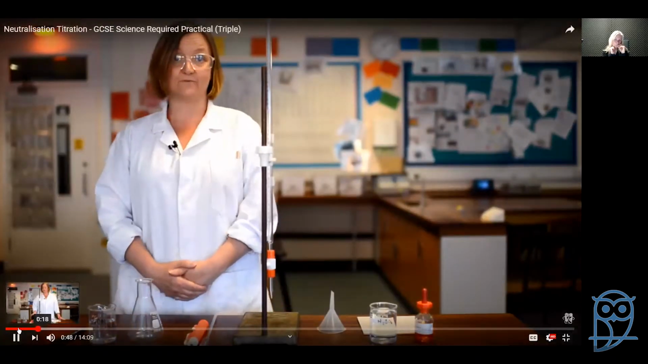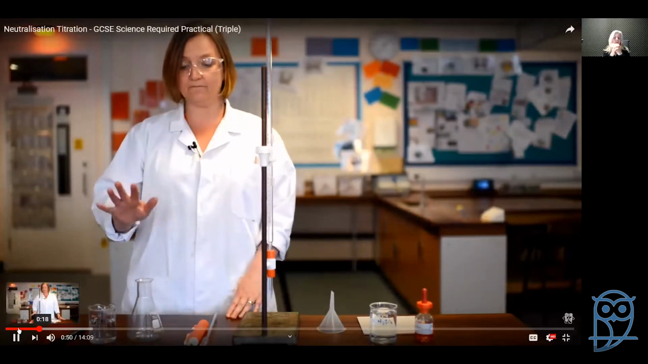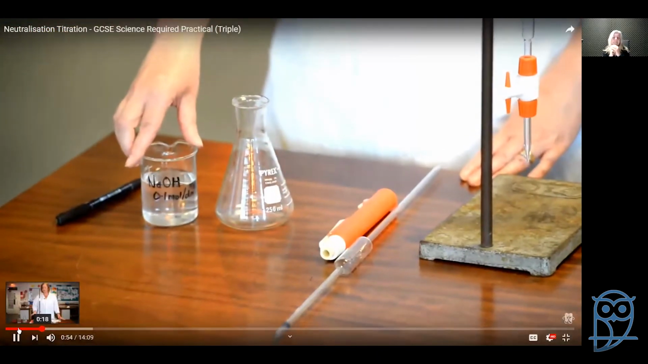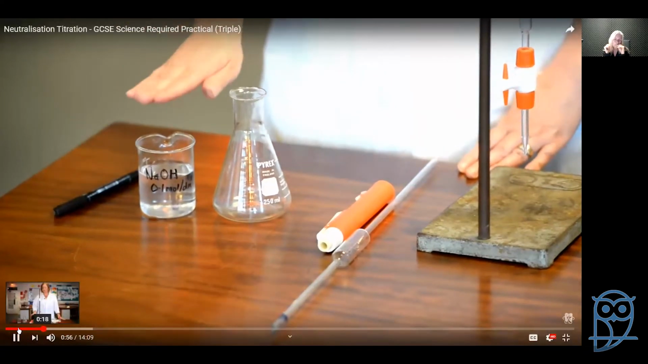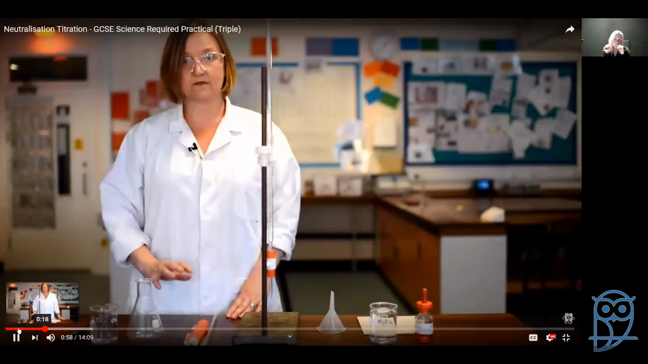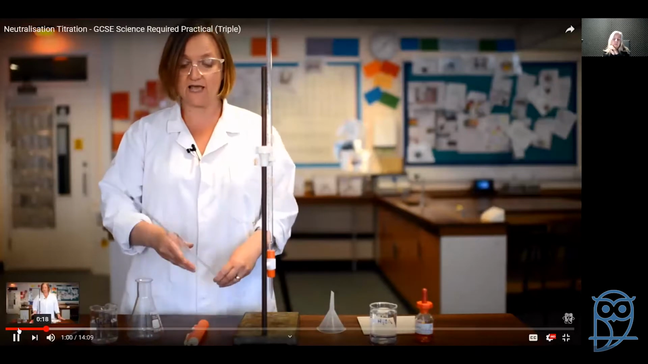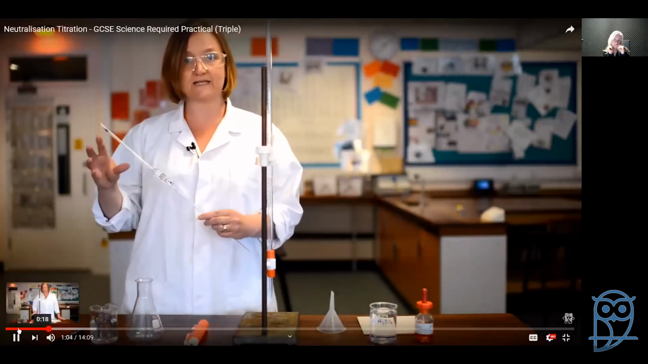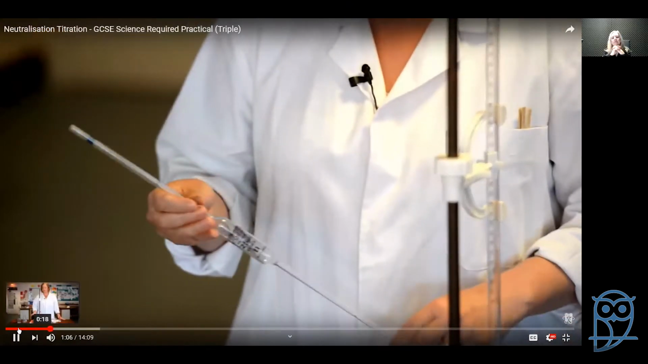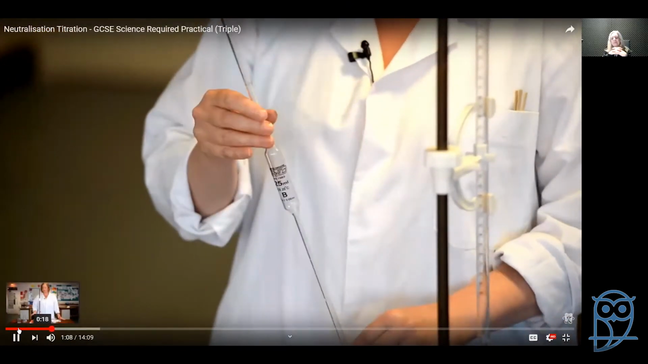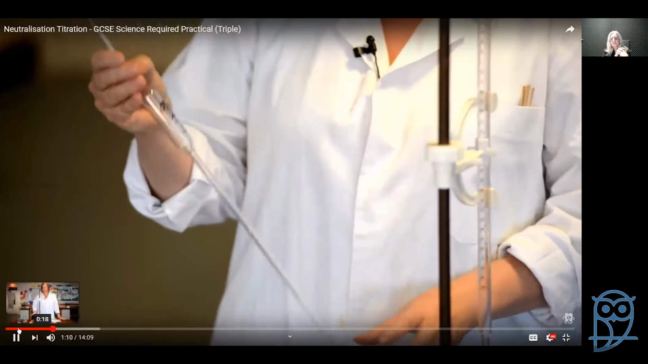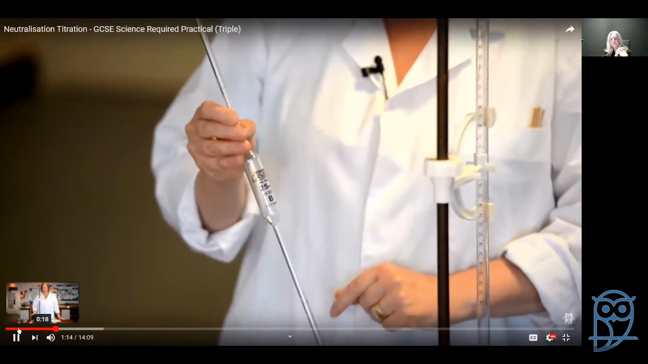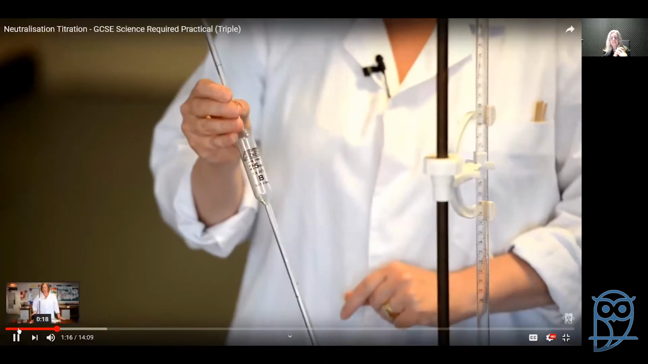So the first thing we're going to do is measure out an exact volume of our sodium hydroxide solution. Now, when we want to measure out an exact volume, the correct piece of equipment to use is a pipette. And this is a pipette. Pipettes are not those plastic dropper things that you've been using since year 7. This is a bulb pipette, and it is designed to measure exactly 25 centimeters cubed of solution when used correctly.